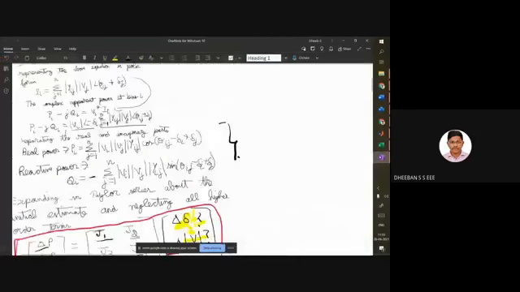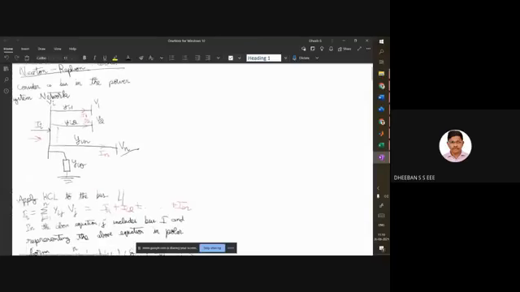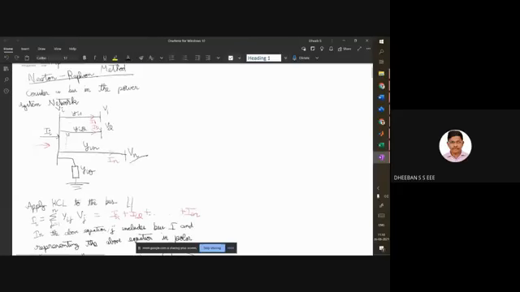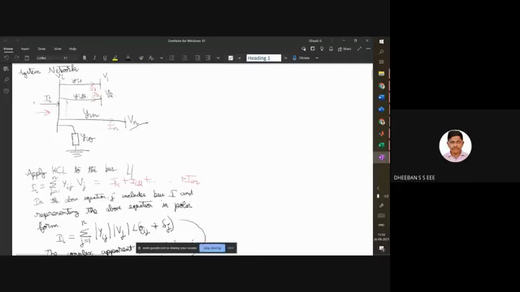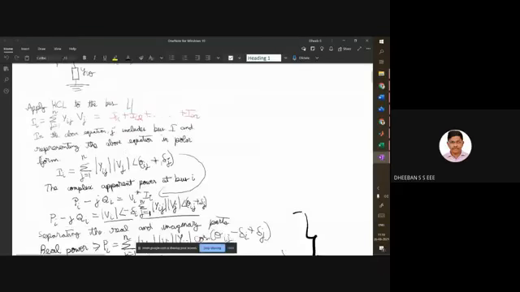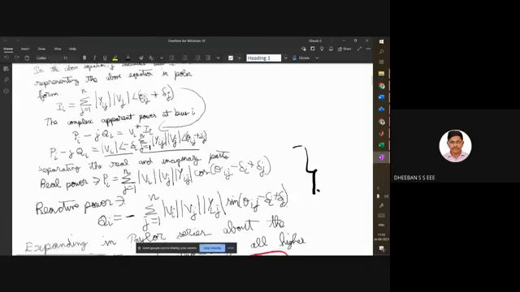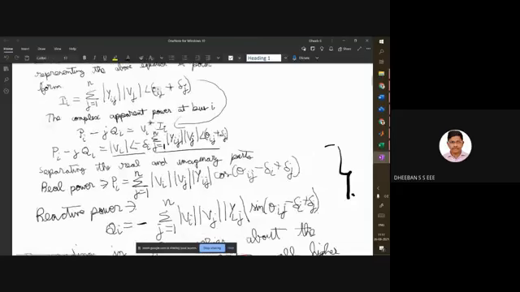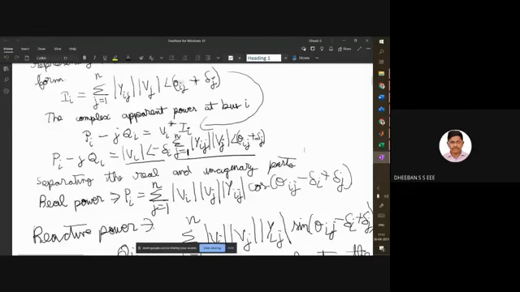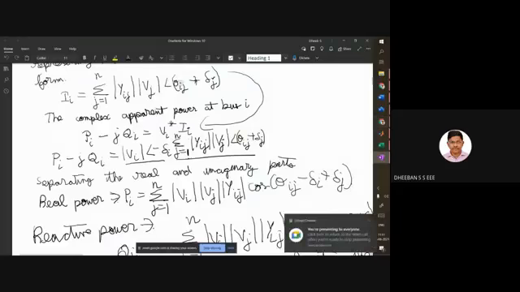So this is what we have seen in the previous lectures. Okay, we have started with the Newton Raphson. We started with your current flow equation at the various buses, and we have derived the current. After that we separated your real power and your reactive power.